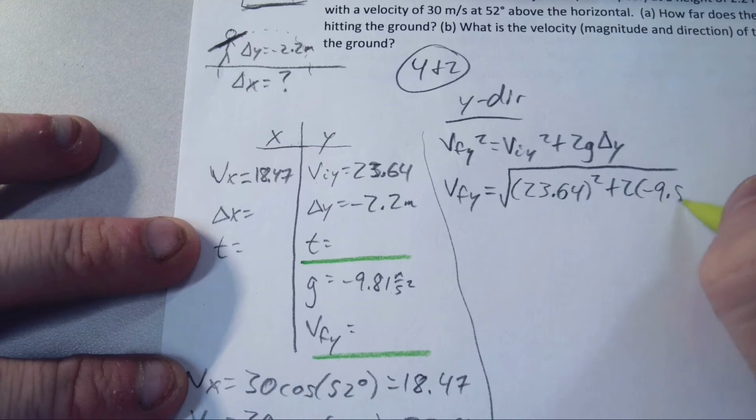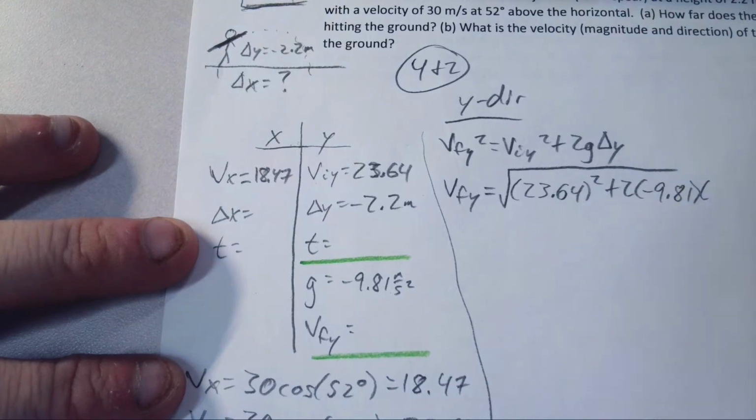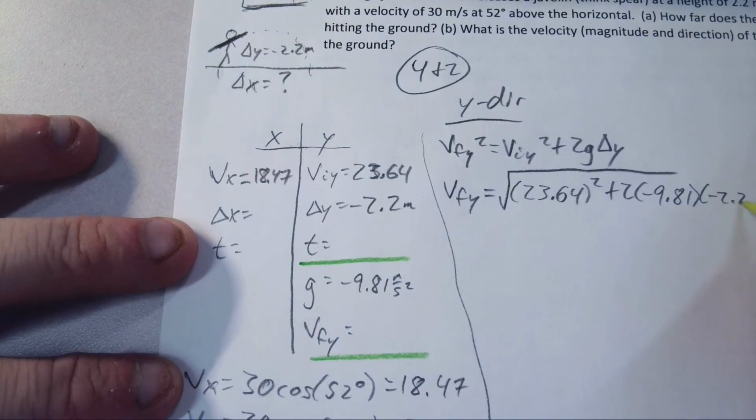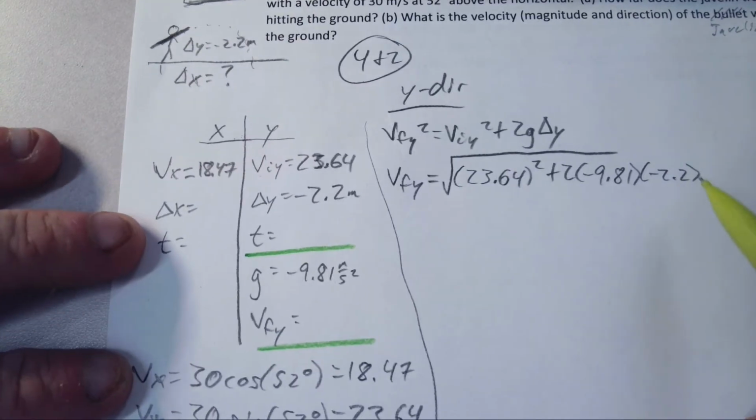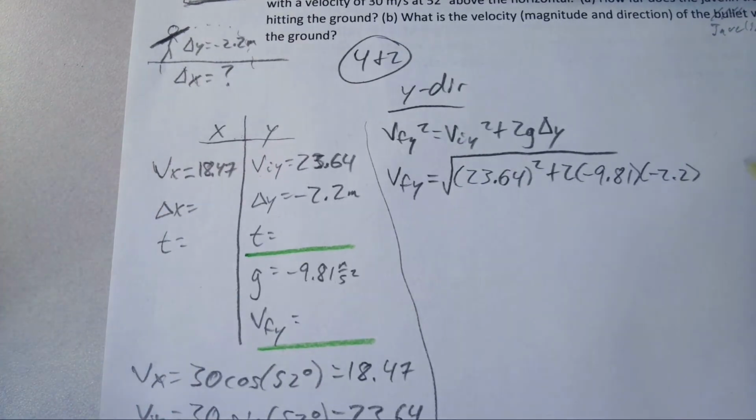Be very careful with your delta y here. In this case, if you put a positive delta y, 2.2, you wouldn't actually realize that there was a mistake because you would still get a square root of a positive number here. So be very careful.